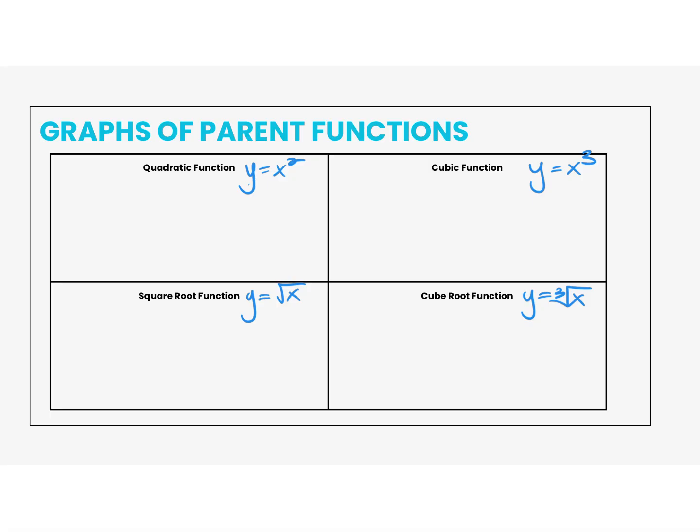So first, let's review what a quadratic function looks like. We would graph 3 points, negative 1, 1, 0, 0, and 1, 1. And my graph looked like this.